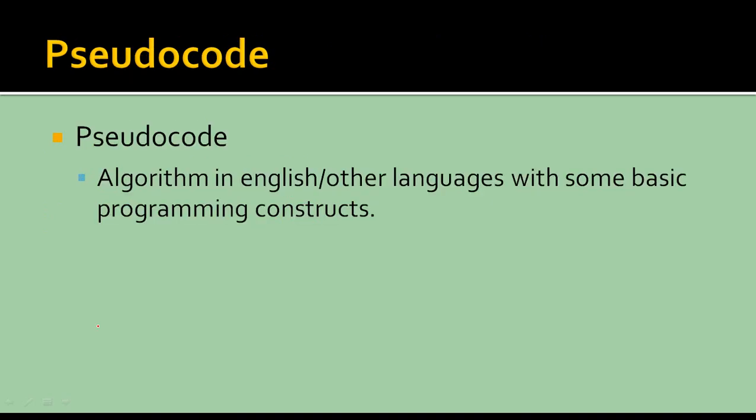Then pseudocode. Pseudocode means what? An algorithm can be written in any language, but when instructions like addition and subtraction are written in the English language, that becomes pseudocode. Okay, it means we are using programming statements in the English language, and that becomes your pseudocode.